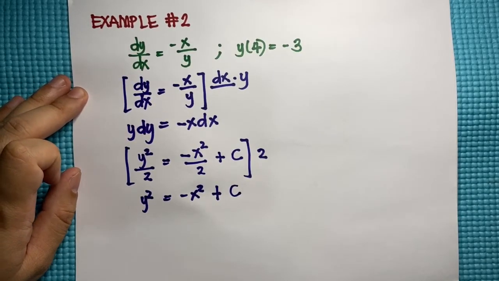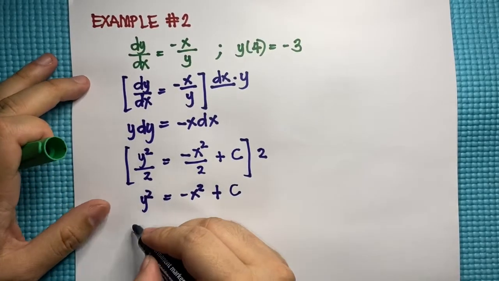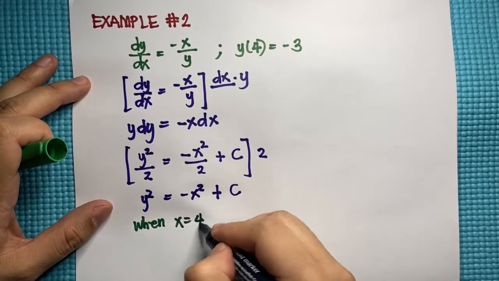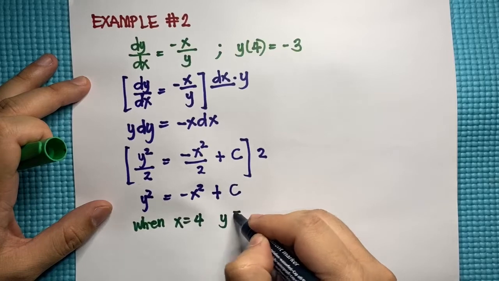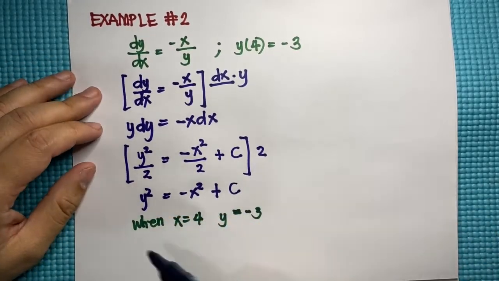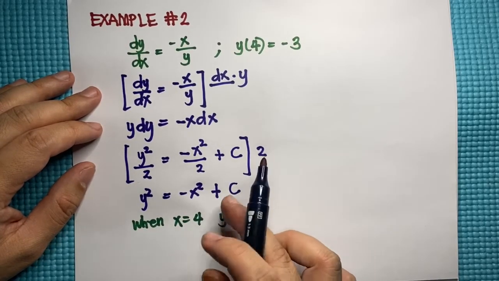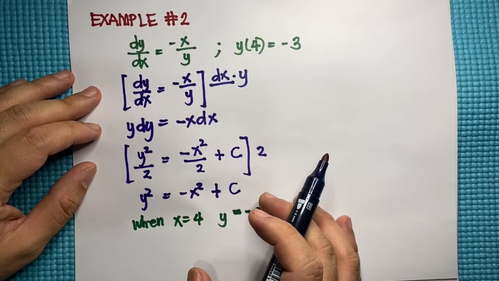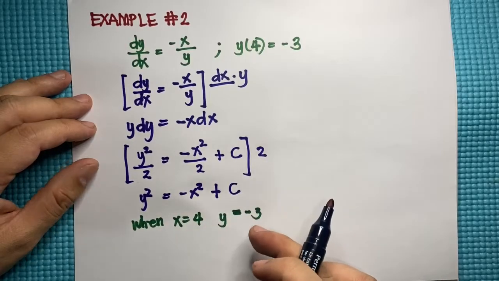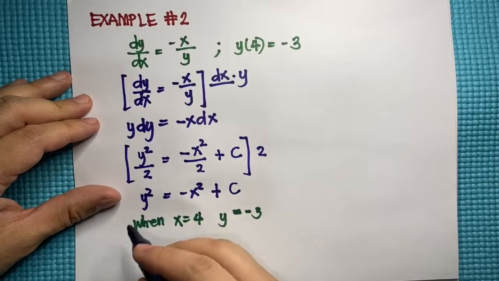And from here, it says that whenever x is equal to 4, y is equal to negative 3. So the general solution of y squared equals negative x squared plus c can be transformed into its equivalent particular solution by substituting the value of x as well as the value of y, so for us to determine our arbitrary constant c.